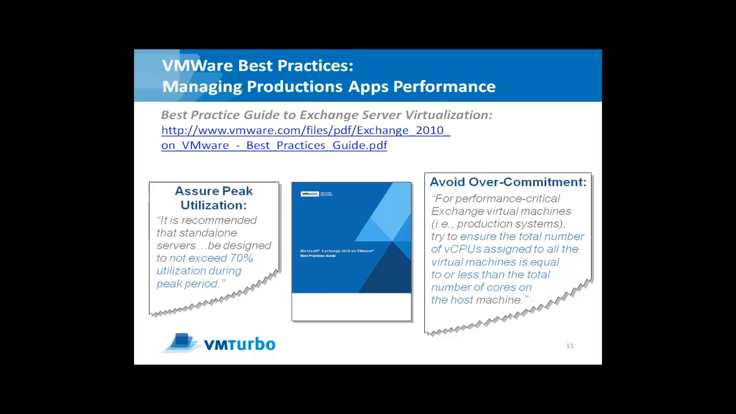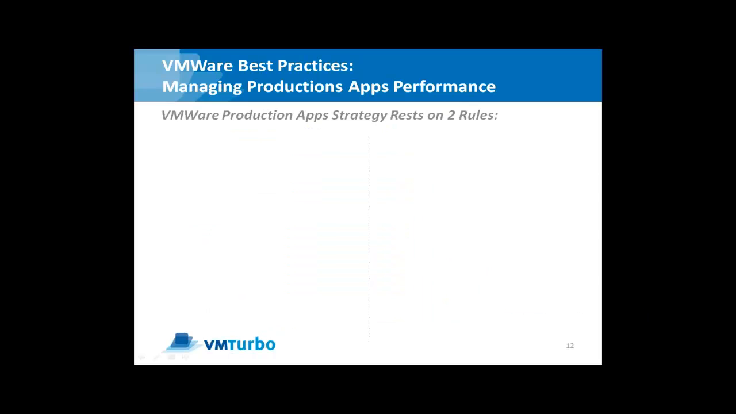So for assuring the peak utilization, a certain amount of headroom above the peak utilization is recommended. And to avoid overcommitment, the rule, which I've highlighted in blue, is to ensure that the total number of vCPUs, virtual CPUs, assigned to all the virtual machines is equal to or less than the total number of cores on the host machine. So let's take a look at the situation that these two rules create.